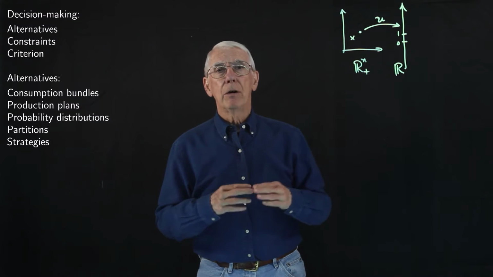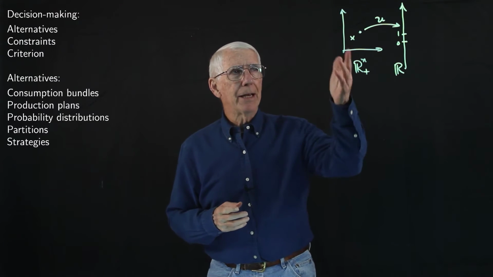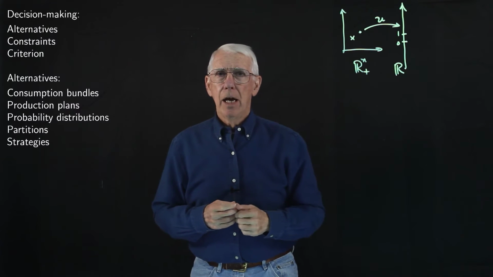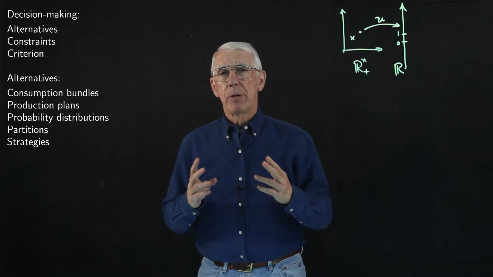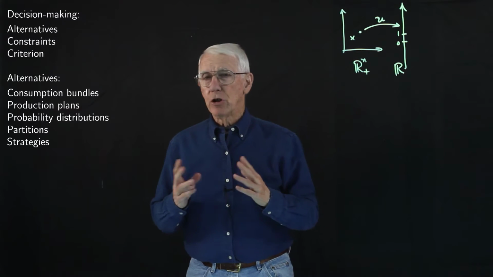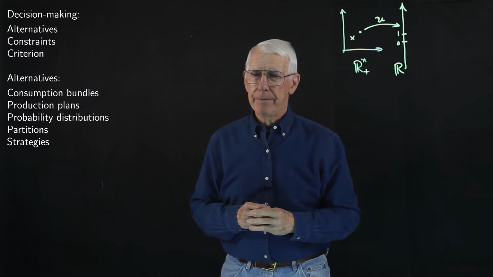The alternatives are alternative probability distributions, and those are typically not elements of Rn. They would be if the probability space is finite, but if the probability space is infinite, then things are a little more complicated, and those probability distributions don't fit in Rn.